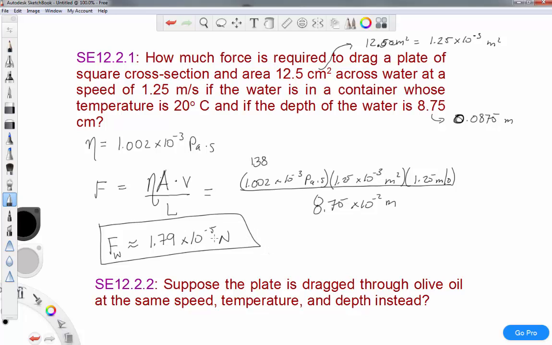So if this is the force needed to drag through water, then to get the force needed to go through oil, we can basically repeat the whole process but substituting this number for this number, because that's the only thing that has changed. And what we end up with is about 2.46 times 10 to the minus 3 newtons. So that is how much force we need to drag this plate through olive oil instead, under all the same conditions.